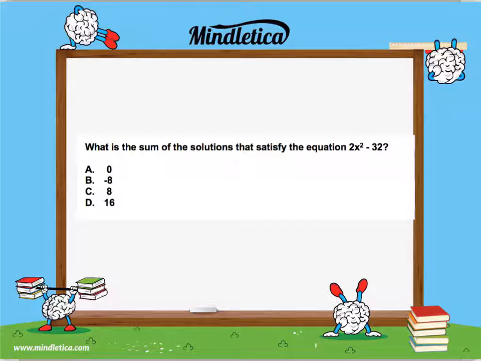All right, so we want to know the sum of the solutions that satisfy this equation, right? So when we say solutions, let's just define what that is. Solutions are where it's going to hit the x-axis, right? So it would be a parabola. So you can actually graph this, figure out where it's going to hit the x-axis, and take the sum of those numbers. That would be the easiest way to do this.